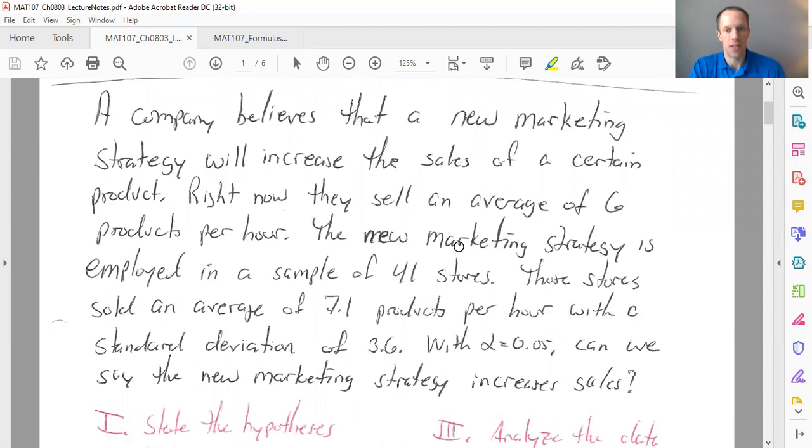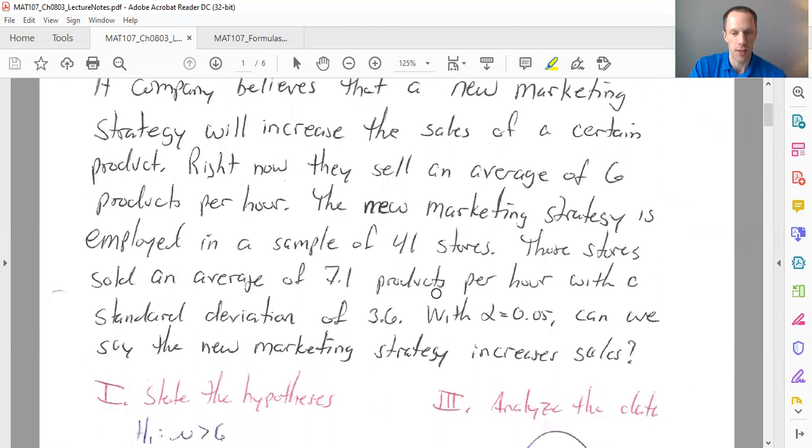A company believes that a new marketing strategy will increase the sales of a certain product. Right now, they sell an average of 6 products per hour. The new marketing strategy is employed in a sample of 41 stores. Those stores sold an average of 7.1 products per hour with a standard deviation of 3.6. With alpha equal to 0.05, can we say that the new marketing strategy increases sales?